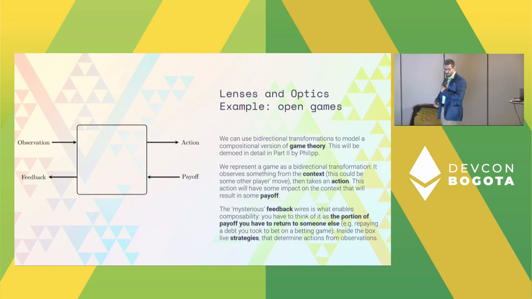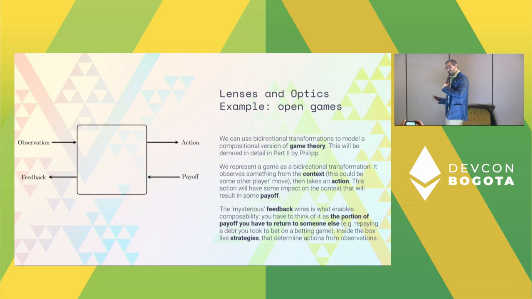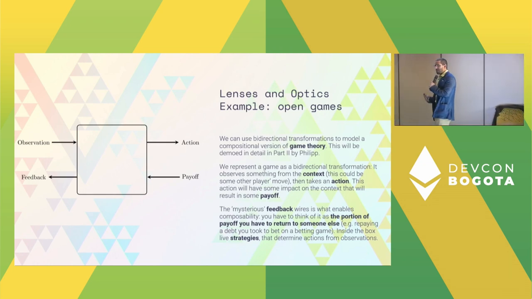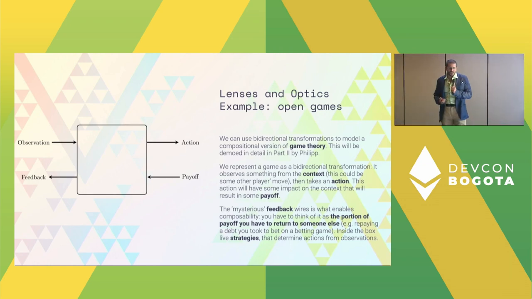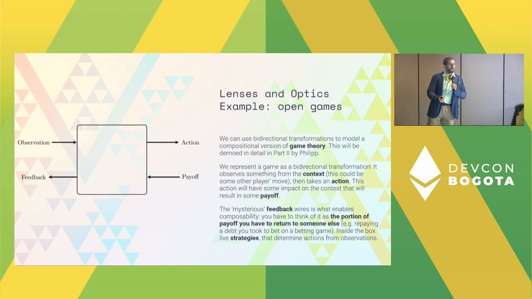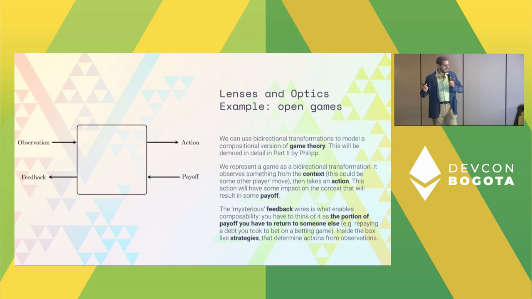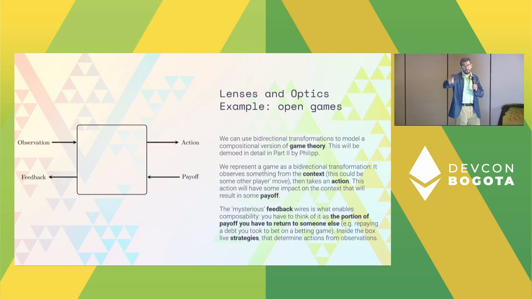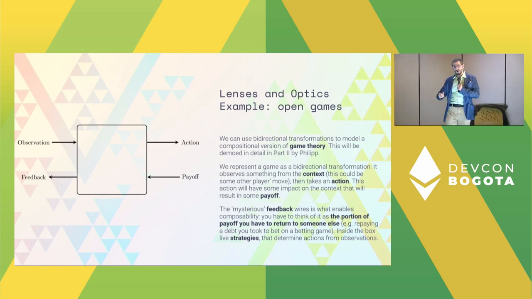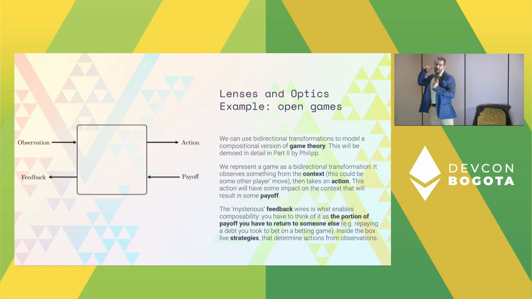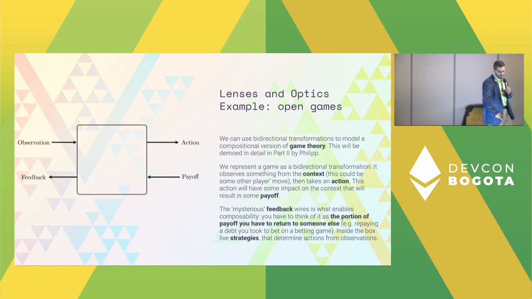The feedback is probably the most difficult part to get in this composition method, and you have to imagine it. One of the ways to imagine it is the portion of your payoff that you have to return to someone else. Stupid example, if you take a debt, you place a bet, you win, you get a payoff, but you have to repay the debt. And the debt repayment would be the feedback wire.